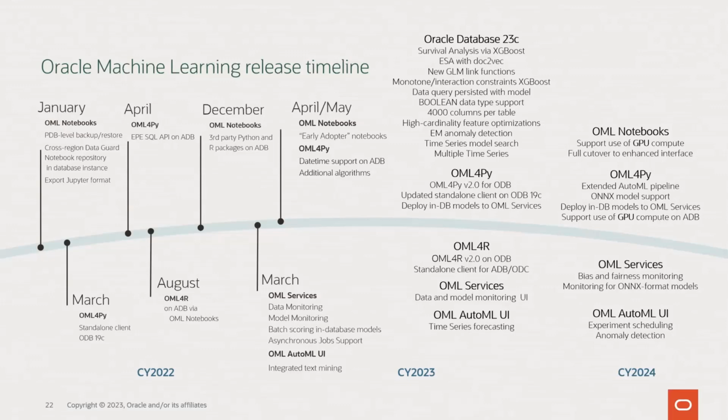OML for Pi 2.0, which we just released for Autonomous Database, will also be made available for Oracle Database with an updated standalone client. And we're planning support for GPU compute resources through OML Notebooks and OML for Pi to enable deep learning and other use cases on Autonomous Database. Well, let's look at a few of these in a little more detail.